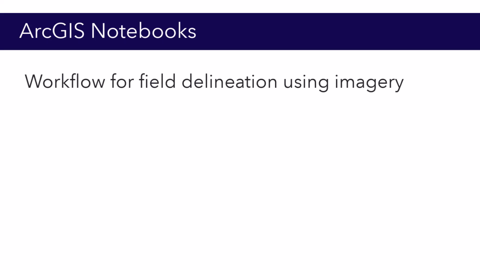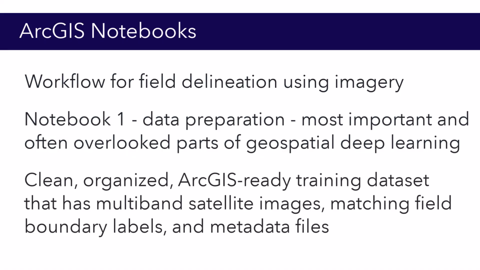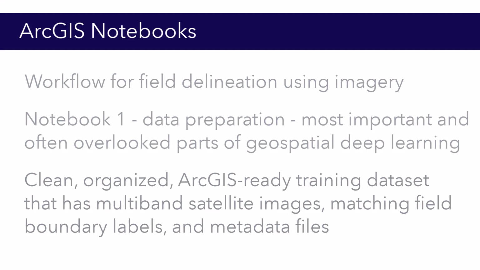In this set of notebooks, you will gain a comprehensive understanding of the workflow to generate delineated field boundaries using satellite imagery as input. The first notebook focuses on data preparation. This is one of the most important and often overlooked parts of geospatial deep learning. By the end of the first notebook, you will have a clean, organized, ArcGIS-ready training dataset that includes multi-band satellite images, matching field boundary labels, and metadata files that ArcGIS needs to train a model correctly.